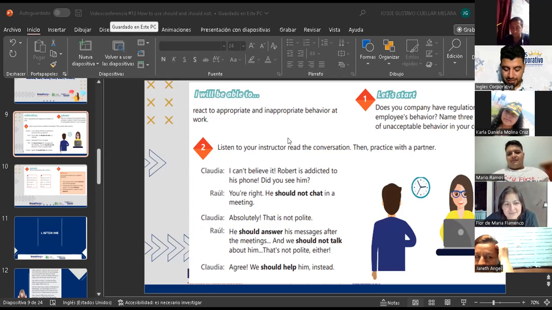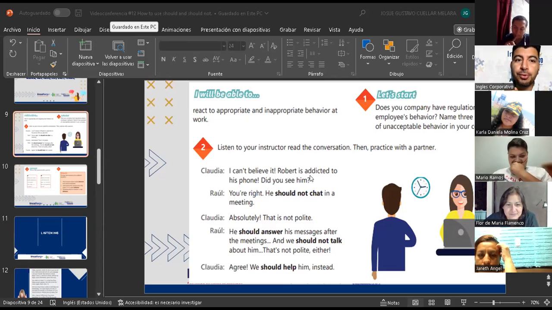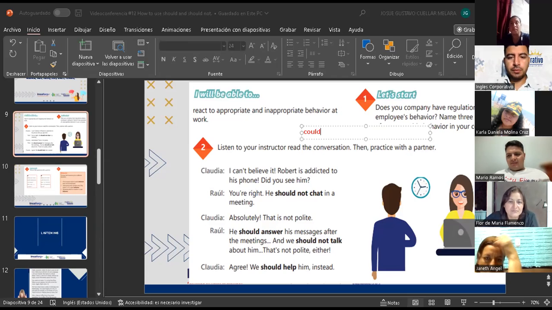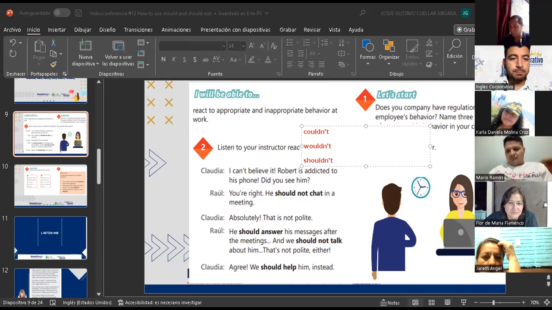Very nice. Instead, yes. Instead, yeah. That's it. So, very nice, good pronunciation, should and shouldn't, ¿verdad? Entonces, should significa debería, shouldn't, como couldn't, wouldn't, fíjense que también esto te parece bastante, ¿verdad? Couldn't, wouldn't, shouldn't, así, shouldn't. So that's really important how to know these patterns, okay?